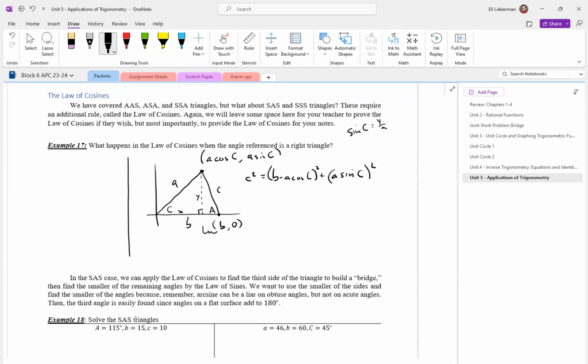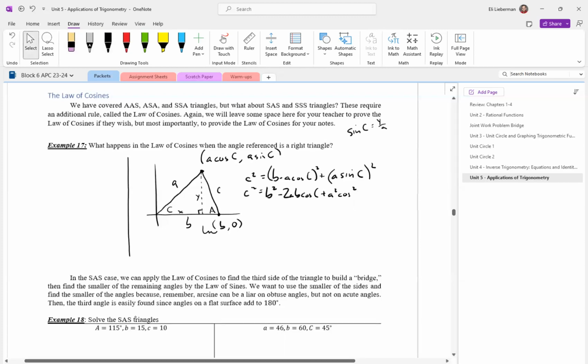Distribute, or let's expand the binomial. Now let's square the stuff. C squared is C squared. B minus A cosine C squared. I'm going to do it silently while you do it on paper. Once you've expanded it, check with your neighbor, make sure that they did it correctly.